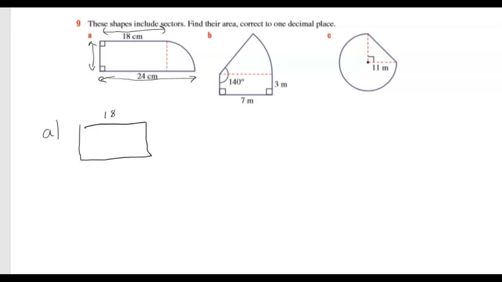Now this distance, okay, is the same as this distance here, which is the same as this distance here, okay? And it's just the radius of that sector. And it's just a quarter of a circle. So we can work that out by saying, all right, this distance is just 24, the whole distance there, minus this here, which is 18. And that's going to be 6. So your radius of this quarter circle is 6, which makes this also 6.